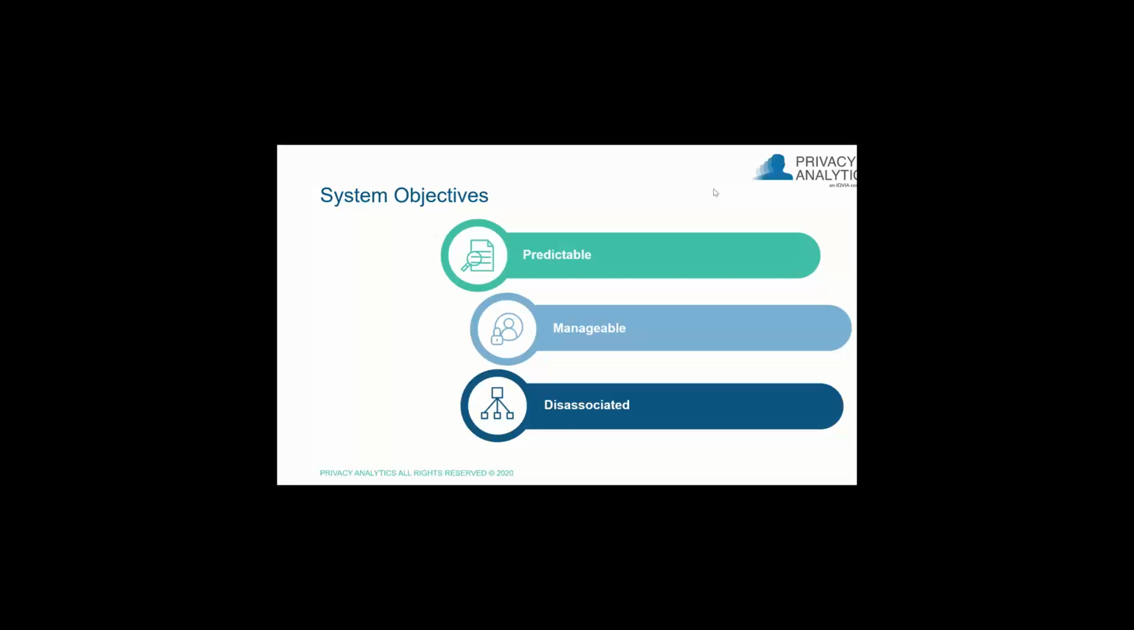So the system objectives factored into the engineering process we're referring to for trusted system design are predictable, manageable, and disassociated, and I'll explain those in turn. So think of this at a very general level here. Predictable is a system that does what people expect, okay? Both internal and external stakeholders. Manageable, a system that has adjustable controls in place, so it can meet a variety of different needs.